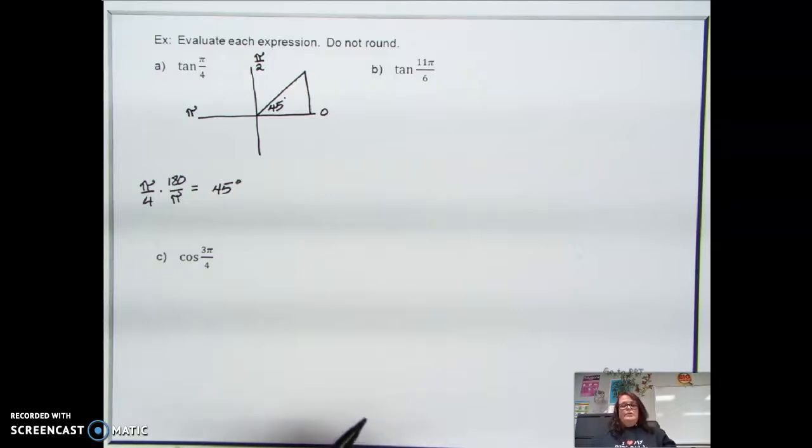So you want to start getting used to things like pi over 4 is 45 degrees. Pi over 6 is 30 degrees. Pi over 3 is 60 degrees. You want to be able to go back and forth with those really easily.